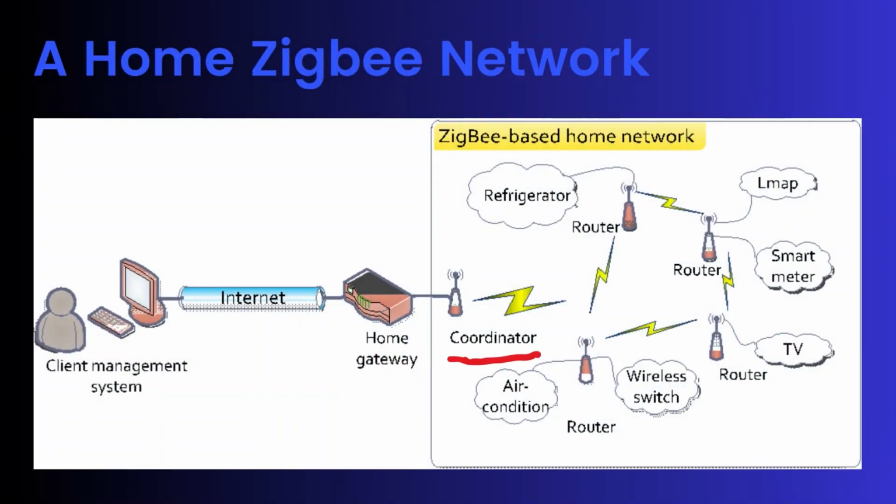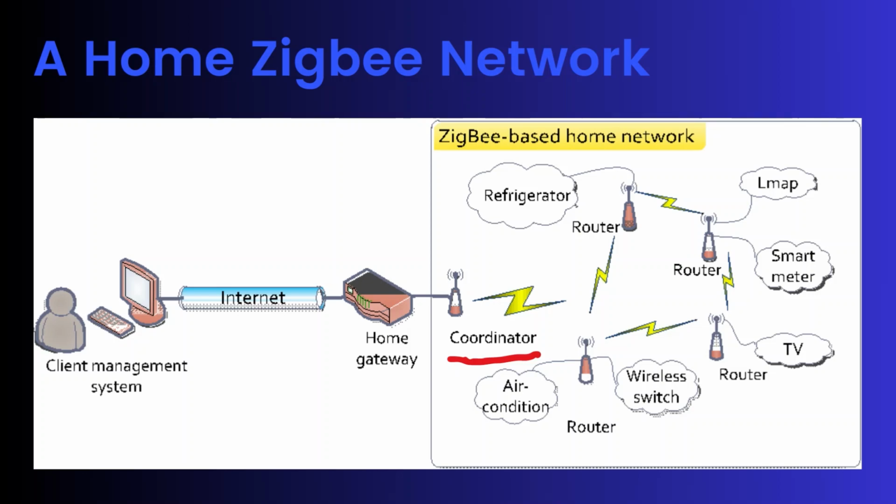Let's look at a typical home Zigbee network for better understanding. As you can see, the network has a coordinator underlined in red that connects to a home gateway. This gateway could be an ADSL router, a wireless router, or a Wi-Fi access point. The Zigbee coordinators come wired, or it could be wireless as well.